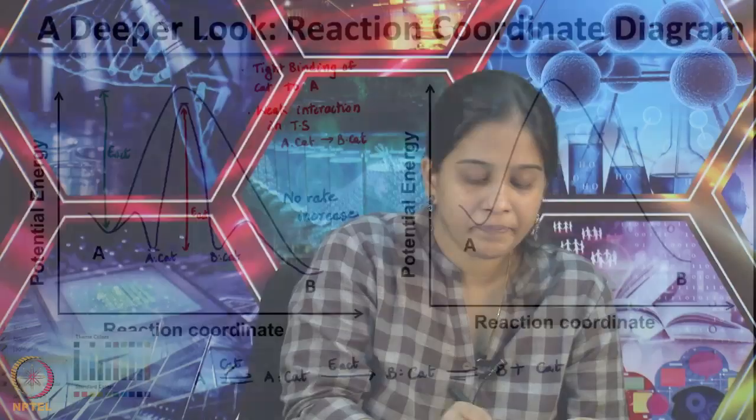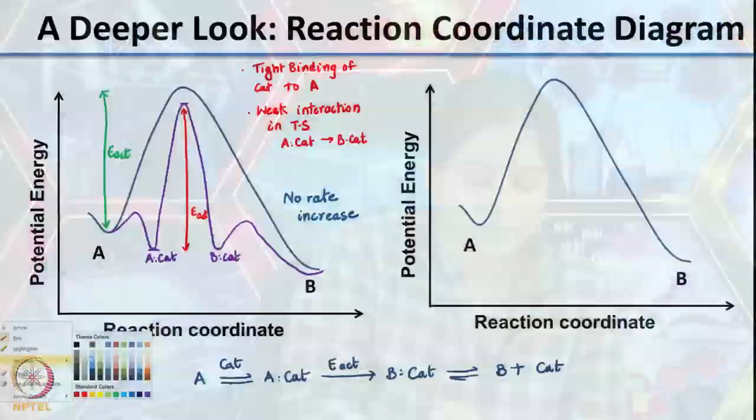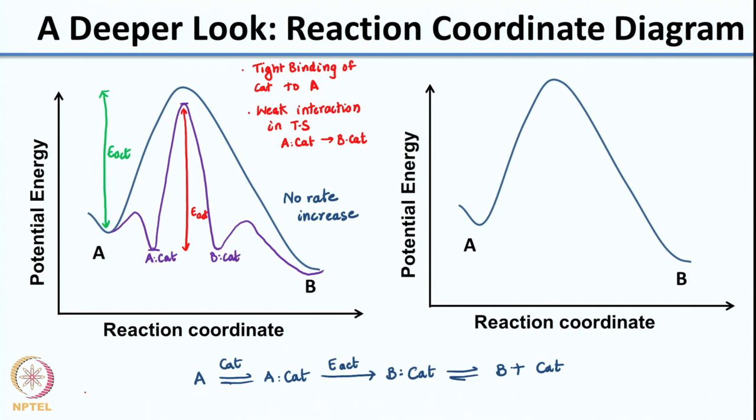So now I want you to draw the reaction coordinate diagram for this scenario where you have a tight binding. You can even choose the scenario where you have a moderate binding to A and a very strong interaction with the transition state. So now go ahead and draw the reaction coordinate diagram for this, and you can again press the pause button and also do one more thing. Try to figure out if this will be a good catalyst with the green line, red line that we were doing so far. Alright, so let us see.